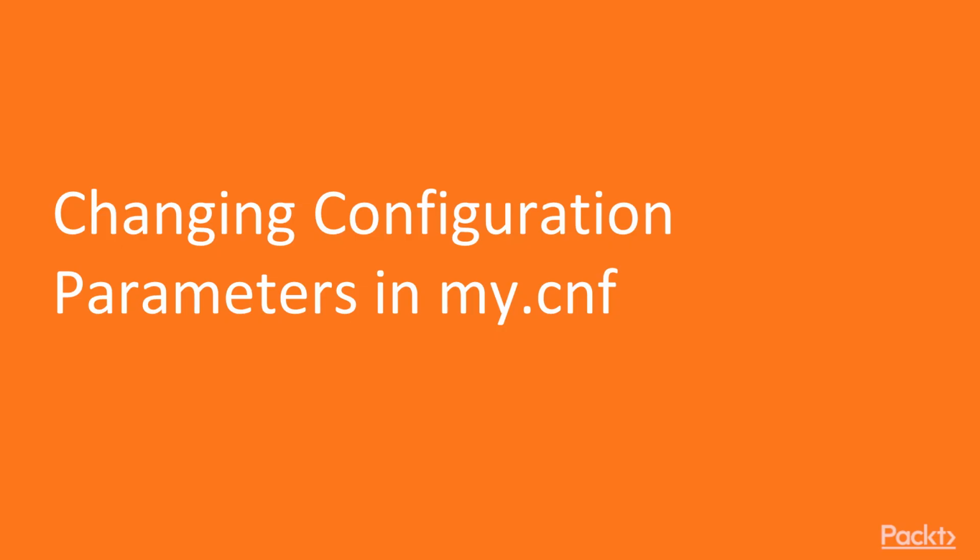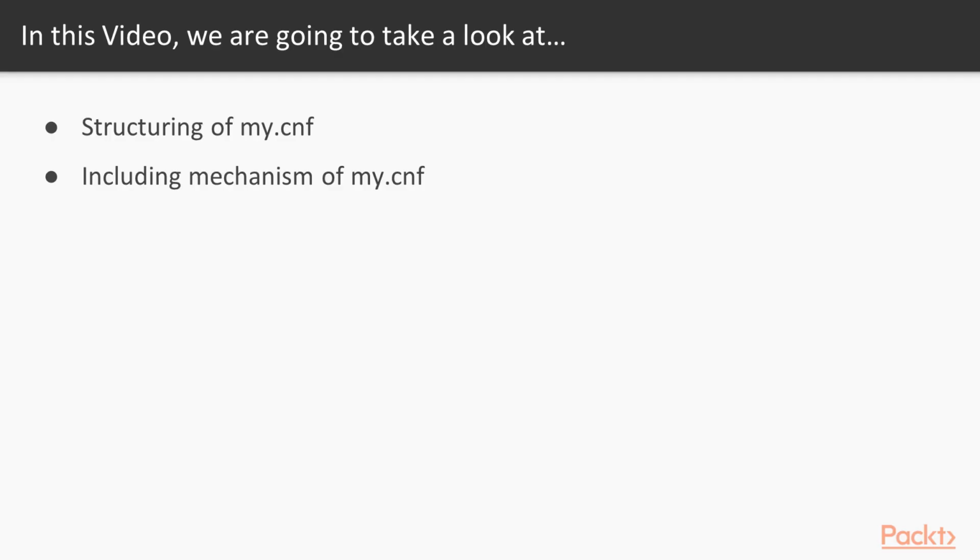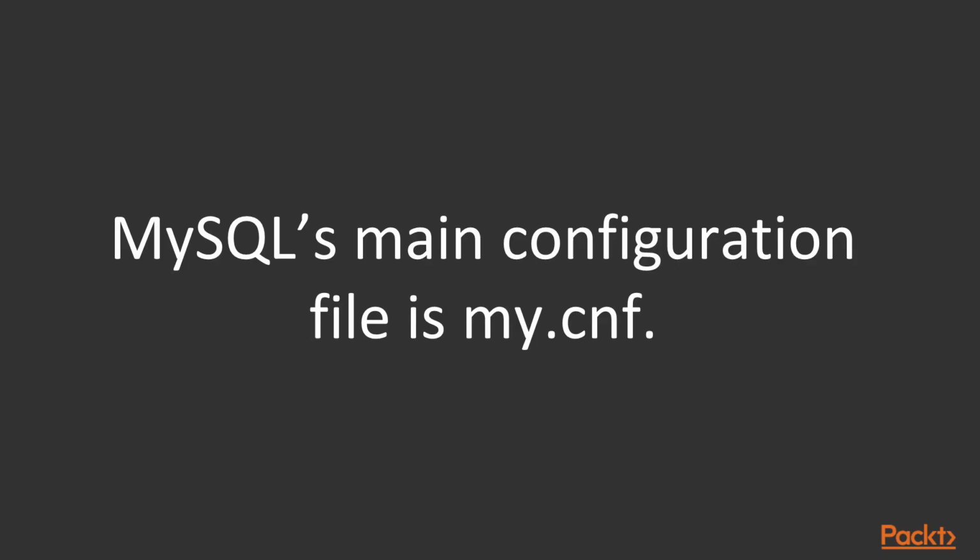In this video, we will talk about changing configuration parameters in the configuration file. We will discuss the structure of the MySQL configuration file and the include mechanism of the MySQL configuration file. MySQL's main configuration file is my.cnf. It's located either under /etc/my.cnf or /etc/mysql/my.cnf. Both are considered if they are present, no matter of additional configuration files which may be present. This mostly affects setups where multiple instances are running on the same box.